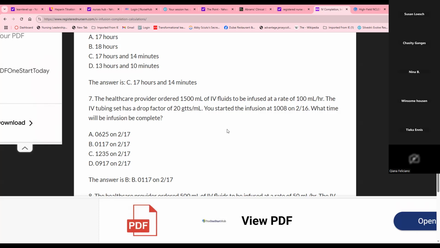So this one is B also. I can see that it would be B. It started at 10:08 a.m. on number 7. So 12 hours would be 10:08 p.m., and then 3 hours to that. But I'm not sure where she's getting the extra minutes, because that came out exactly for me, unless she's using the drop factor somehow.